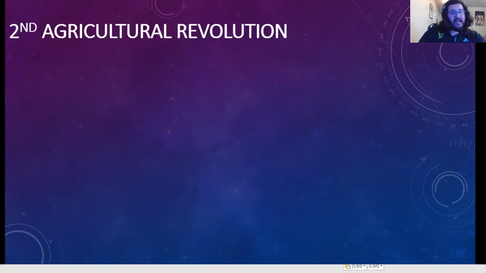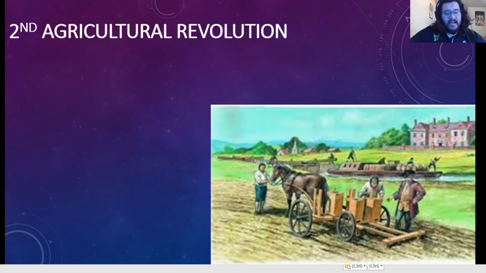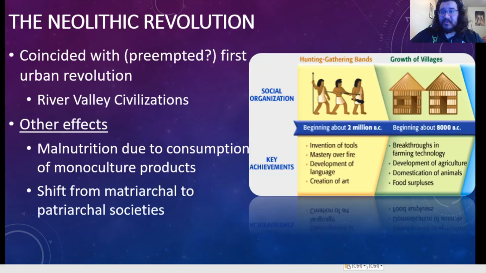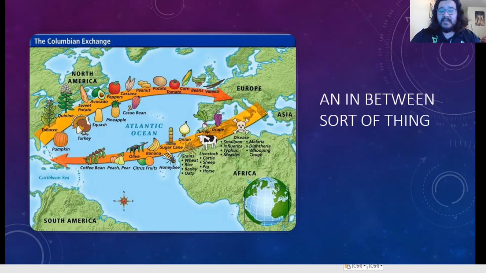Now that leads us to our second agricultural revolution. Now, our first agricultural revolution, this Neolithic one, this is 8,000 BCE, right? That's when we, roughly 10,000 years ago, begin settled agriculture, and it doesn't change that much for the next 8,000-ish years, right, until we get into the 1700s.